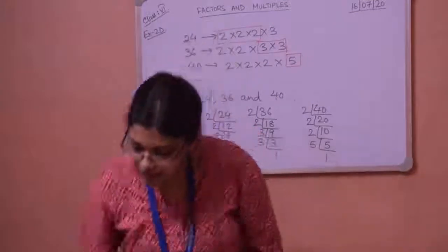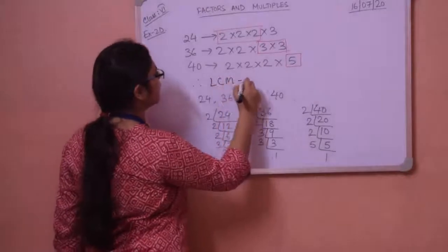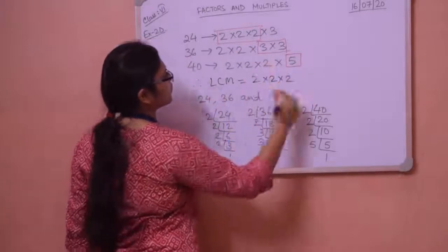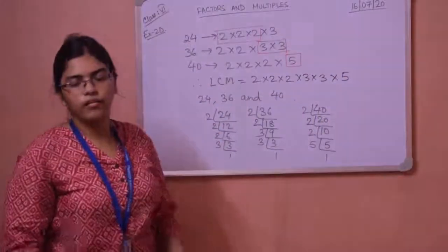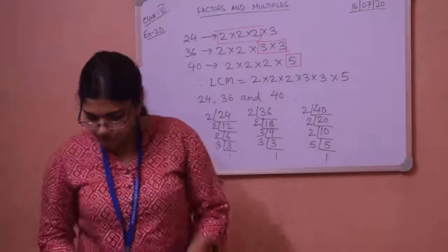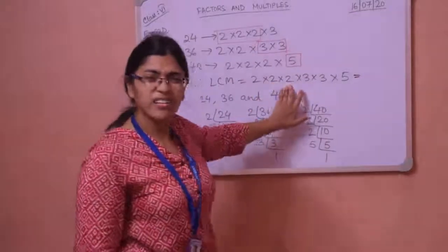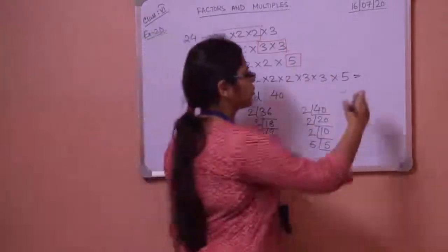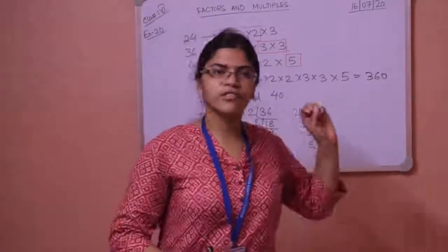So we will multiply these numbers now to find out the LCM. Therefore the LCM will be 2 three times, then 3 two times, and then 5 one time. So this gives us 2 into 2, 4, 4 into 2, 8, 8 into 5 is 40, 40 into 9, 3 into 3 is 9, so that means 360. So this is the LCM of these 3 numbers.